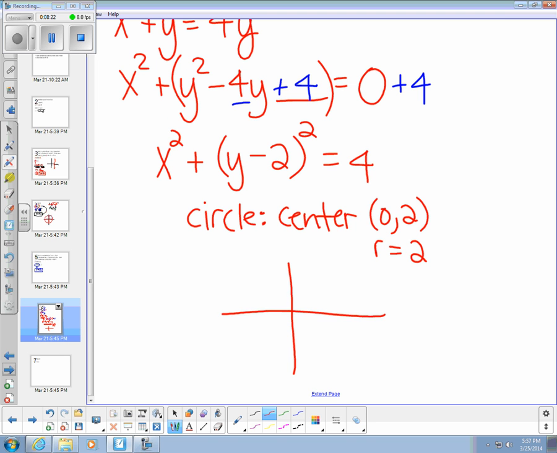So if we had to graph this, our center is at (0, 2), and then the radius is 2, which means I'm going to count up, down, left, and right 2 to get a rough sketch of our circle. Okay, again, remember when you're going into rectangular form, you need only x's and y's. When you're going to polar form, you want only r's and thetas.